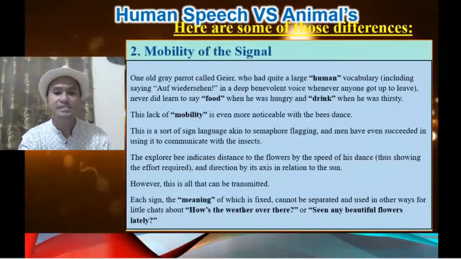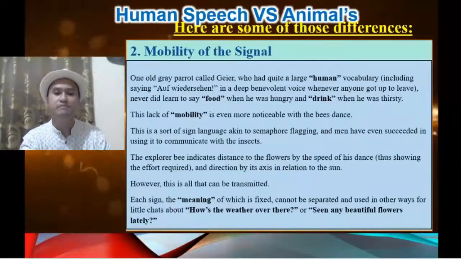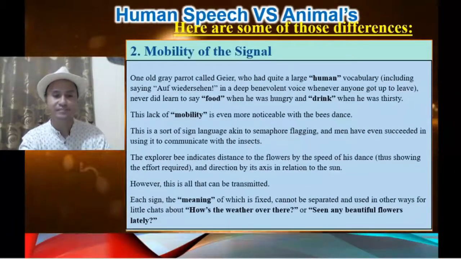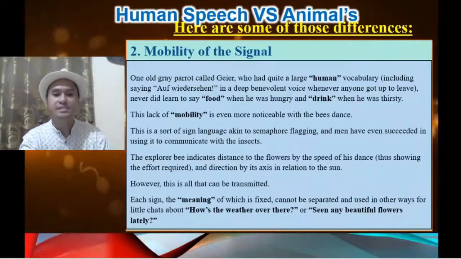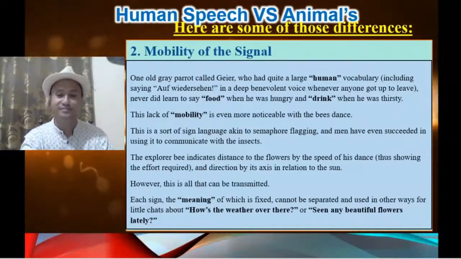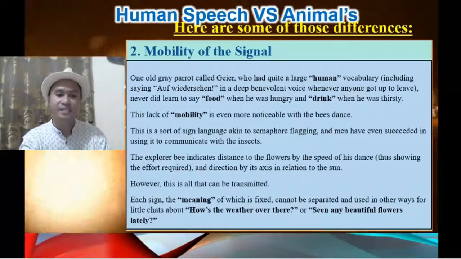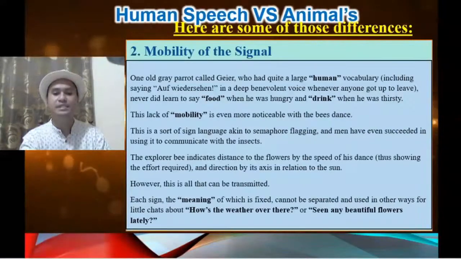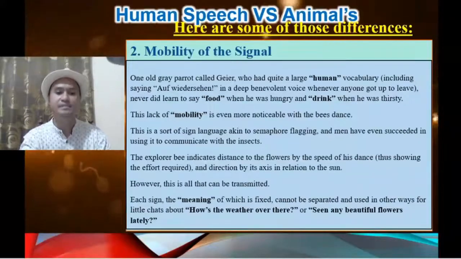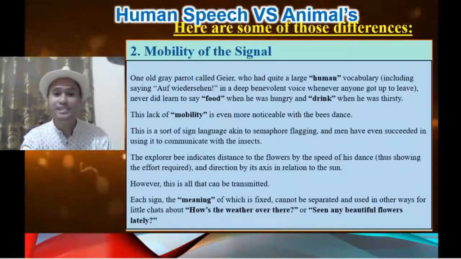This lack of mobility is even more noticeable with the bee's dance. This is a sort of sign language akin to semaphore flagging, and men have even succeeded in using it to communicate with the insects. The explorer bee indicates distance to the flowers by the speed of his dance, thus showing the effort required, and direction by its axis in relation to the sun. However, this is all that can be transmitted. Each sign, the meaning of which is fixed, cannot be separated and used in other ways for little chats about how's the weather over there, or seen any beautiful flowers lately?